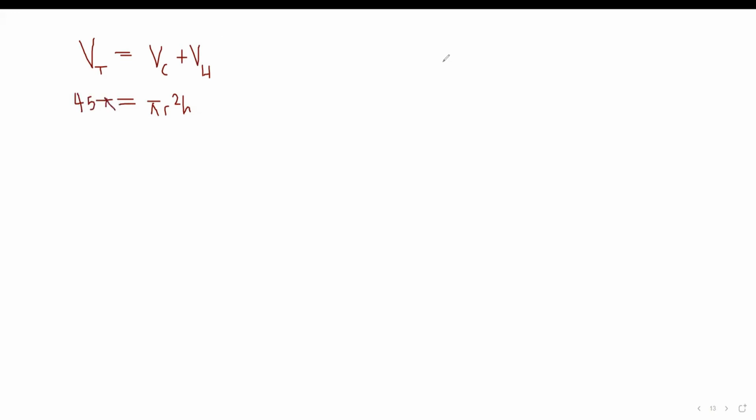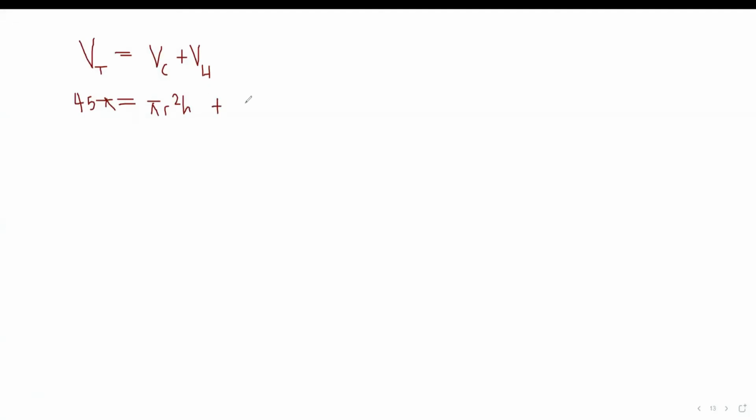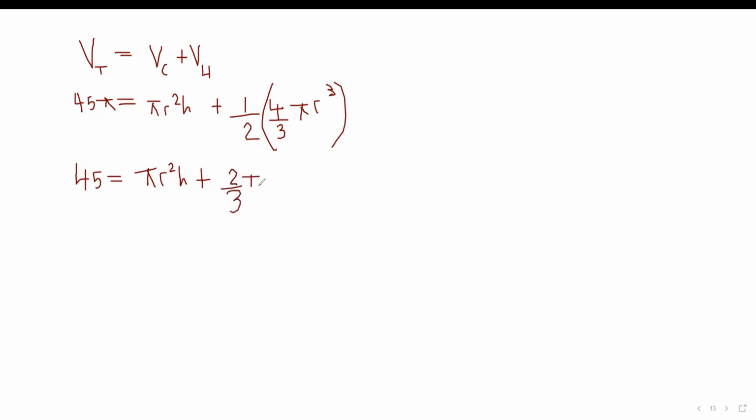Now, I don't know the volume of a hemisphere, but the volume of a sphere is 4 over 3 pi r cubed. So the volume of a hemisphere is going to be half of that. Remember, a hemisphere is half of a sphere. So it's half of 4 over 3 pi r cubed. And then we need to make h the subject. So 45 pi is equal to pi r square h plus a half times 4 over 3, which is 2 over 3 pi r cube.